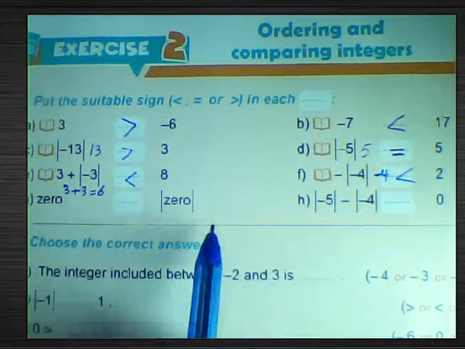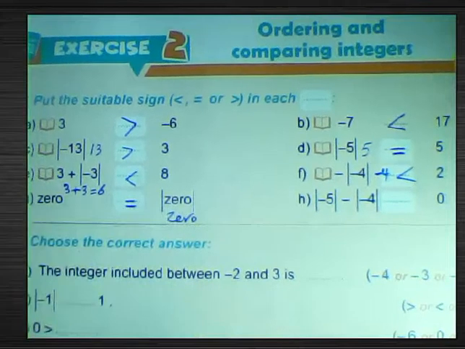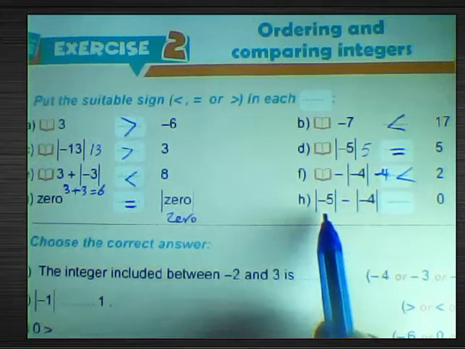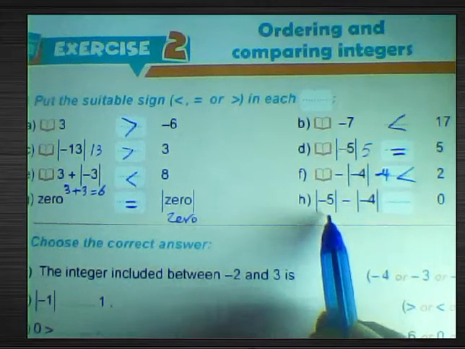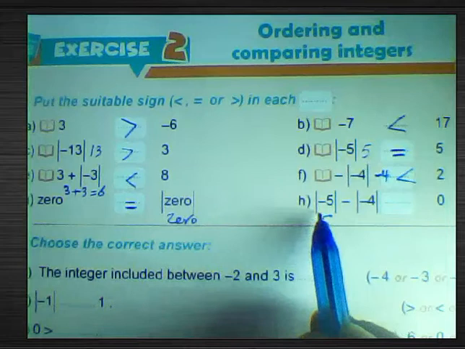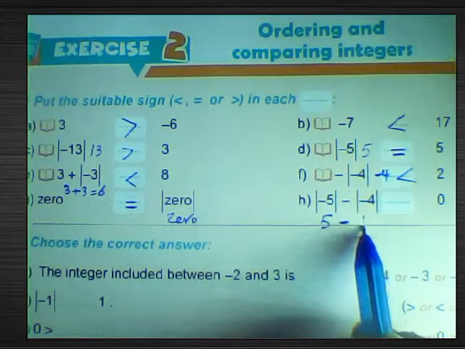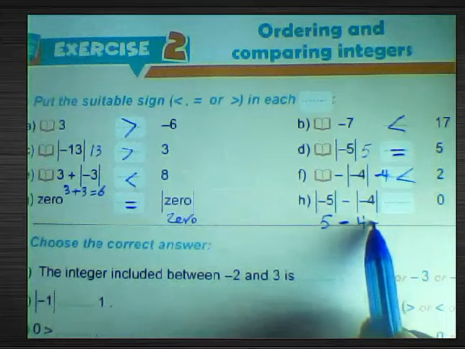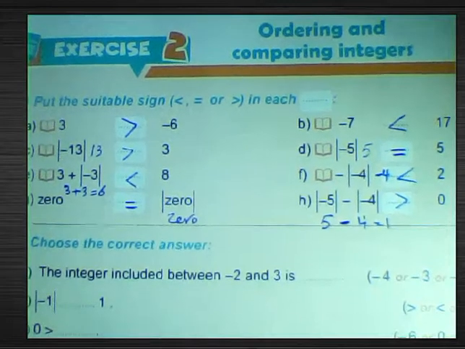0, and the absolute value of 0 equals 0. It will be equal to the absolute value of negative 5 subtracts the absolute value of negative 4. We can write the result here. The absolute value of negative 5 equals 5. Subtract the absolute value of negative 4, which equals 4. 5 minus 4 equals 1. 1 is more than 0.